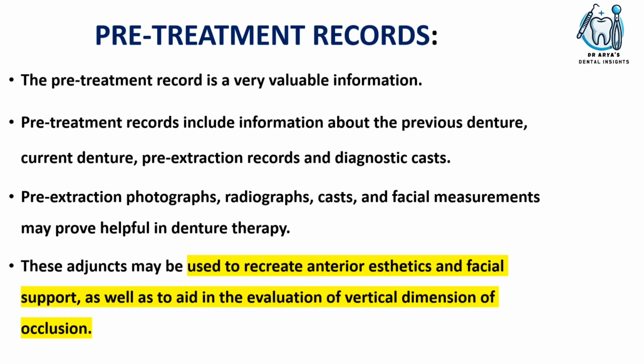Coming to pre-treatment records, it is very valuable information, and these records include information about previous denture, current denture, pre-extraction records, and diagnostic cast. Pre-extraction photographs, radiographs, cast, and facial measurements may prove helpful in denture therapy. These adjuncts may be used to recreate anterior aesthetics and facial support, as well as to aid in the evaluation of vertical dimension of occlusion.